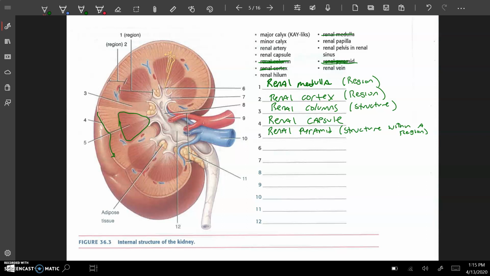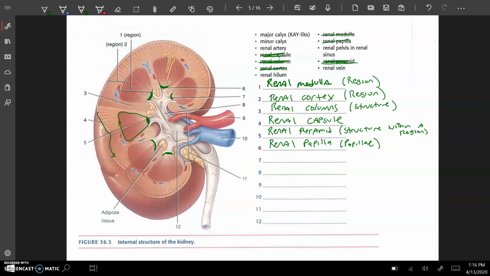Now we go to number 6, and number 6 is going to be at the apex of the pyramids. So we're looking inside. The word for the apex is going to be the renal papilla, or renal papillae for plural.